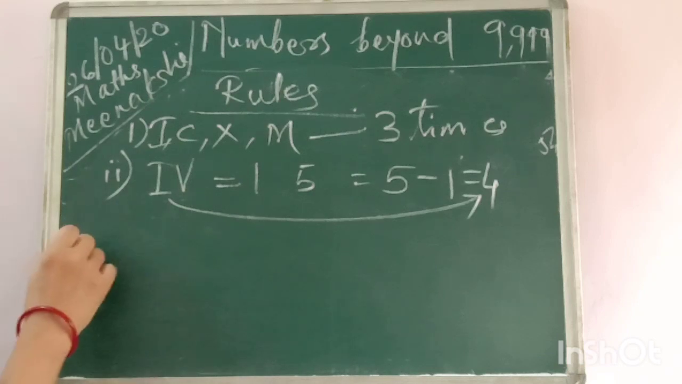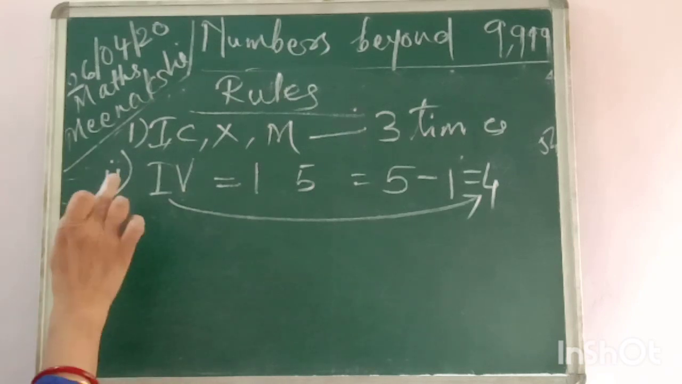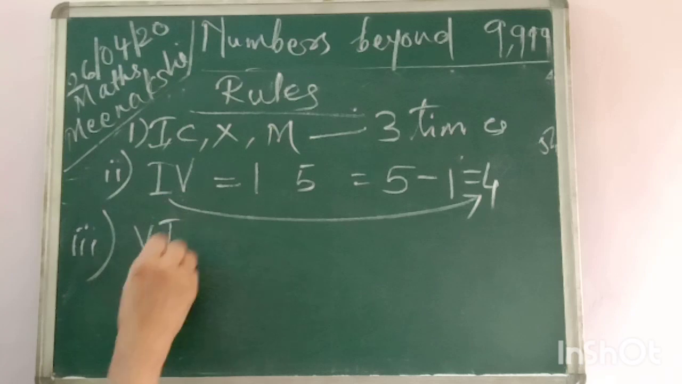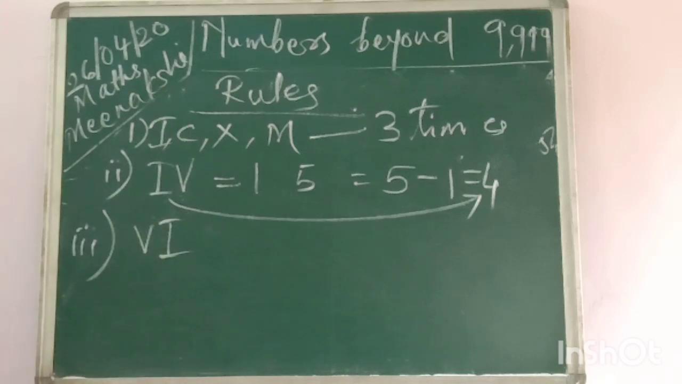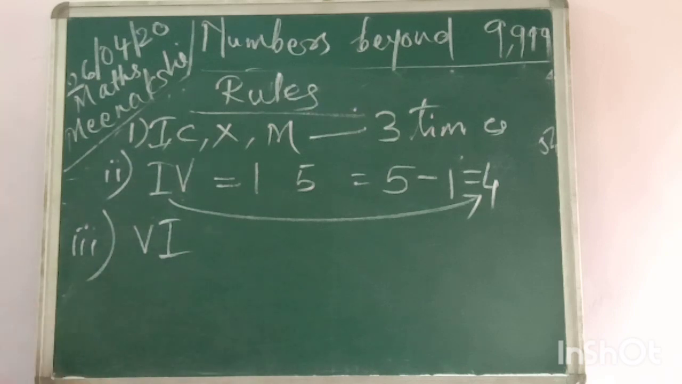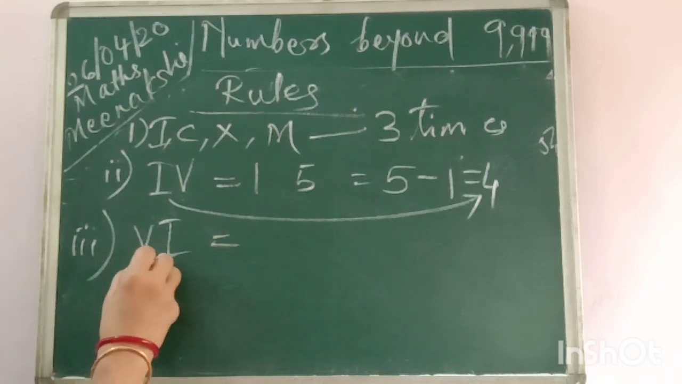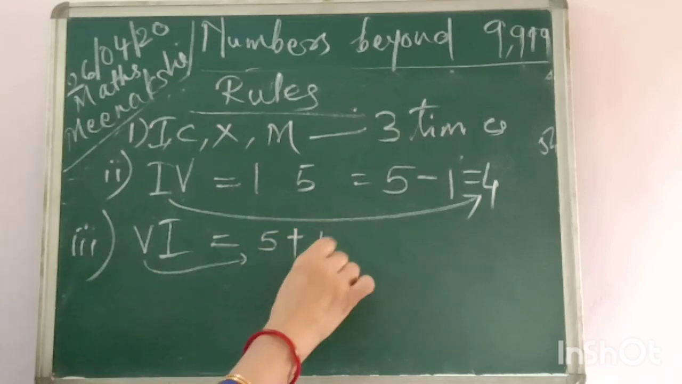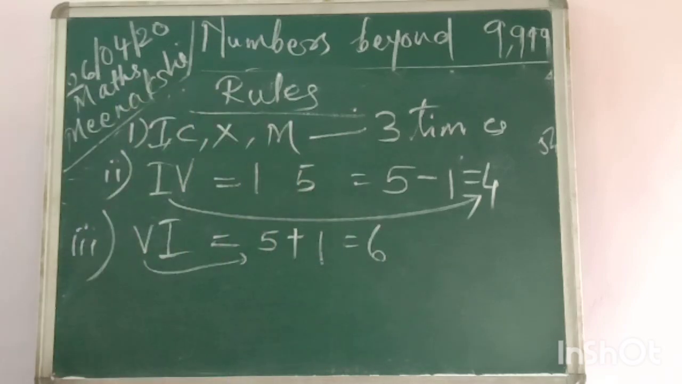Next, if you are writing a smaller numeral to the right of the greater numeral, like this, then it is added. For example, this V is 5 plus this I is 1, so it will be 6. So this Roman numeral is 6, and this one is 4. Okay, children.